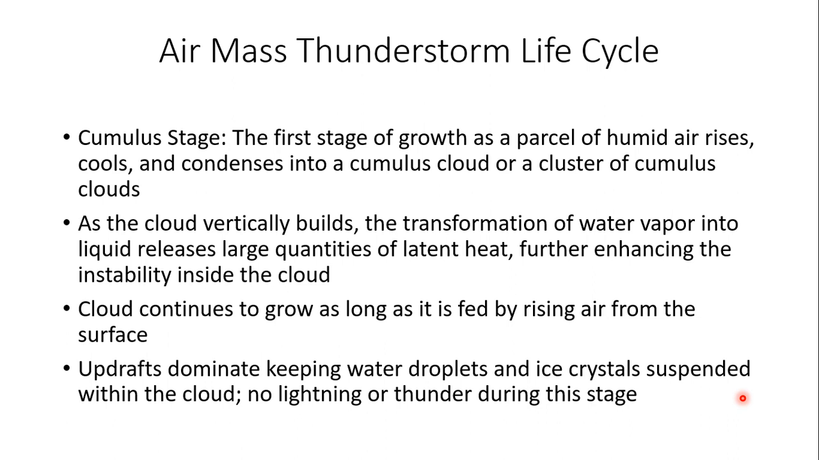And as the cloud vertically builds, the conversion of water vapor to a liquid releases that latent heat of condensation. That further enhances the instability inside the cloud. The air wants to continue to rise, and the cloud continues to grow vertically as long as it is fed by rising air from the surface. Now, during the cumulus stage, updrafts tend to dominate, keeping water droplets and ice crystals suspended up within the cloud. And during the cumulus stage, there's usually no lightning or thunder heard.